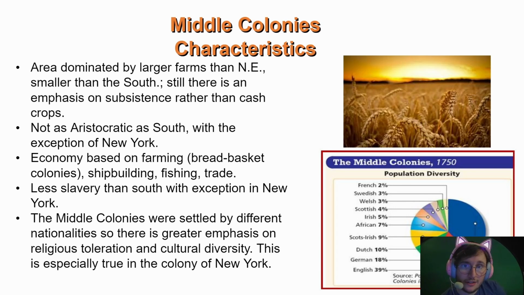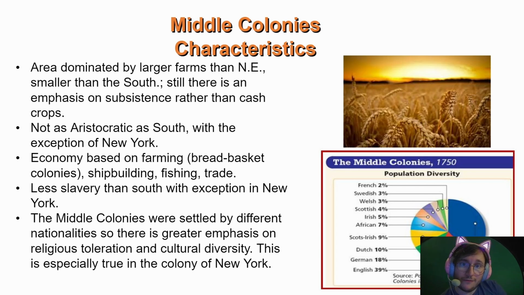The middle colonies were characterized by larger farms than those in New England, but smaller than the vast plantations of the southern colonies. Emphasis was on subsistence farming rather than cash crops, where farmers were growing enough to sustain their families and communities. These colonies were less aristocratic than the South, with the exception of New York, where land ownership was concentrated in the hands of a few wealthy families.